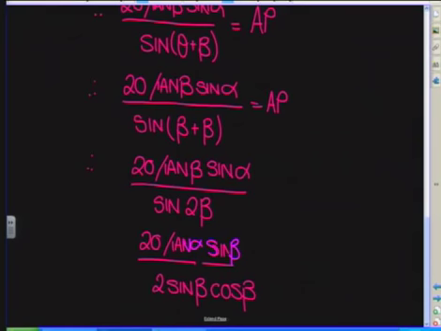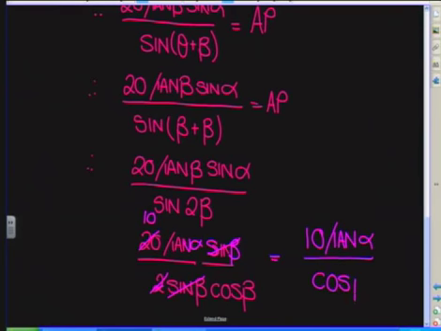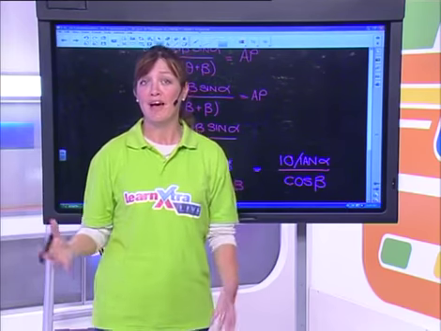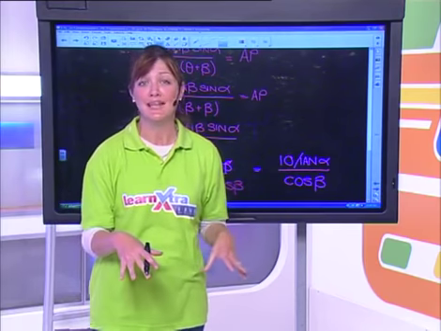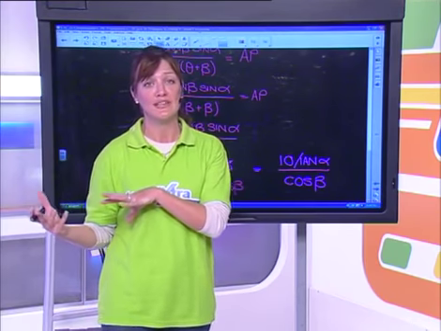All right, so the reason why that works is then because your sine betas cancel. 2 goes into 20 10 times, and I'm left with a 10 tan alpha over cos beta. Okay, and that's what we needed to prove. So that is an example of how we could actually incorporate our double angle identities into your 3D trigonometry.